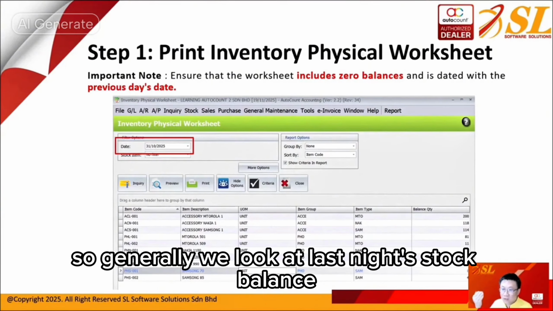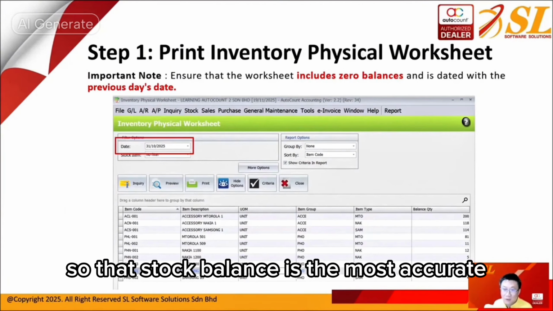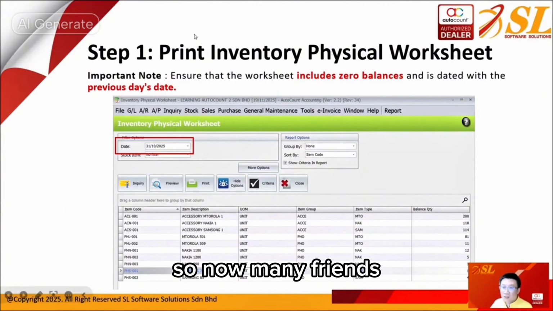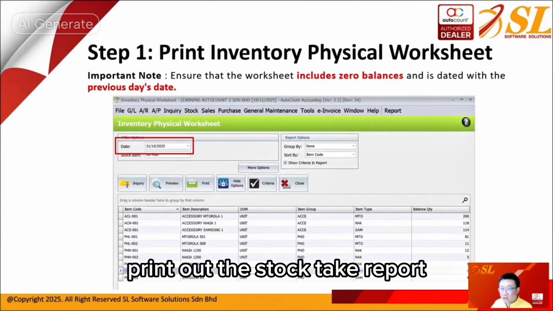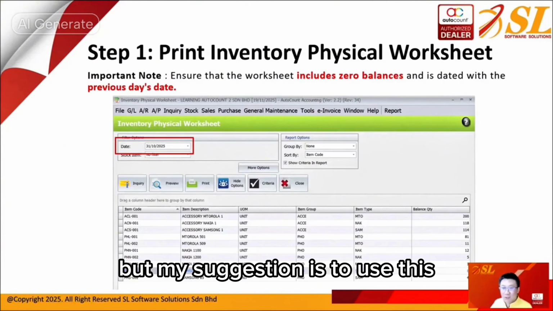So generally, we look at last night's stock balance. Last night's stock balance has already been settled, okay? It is already closed. So that stock balance is the most accurate. Now, many friends print out the stock take report. When they print it out, they use the stock balance report, okay? But my suggestion is to use this.